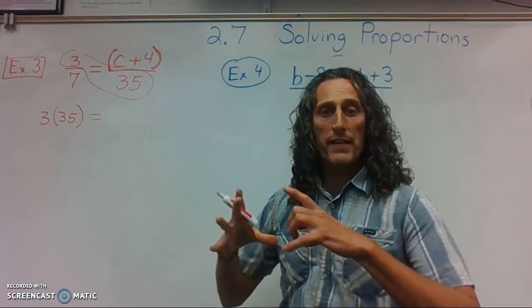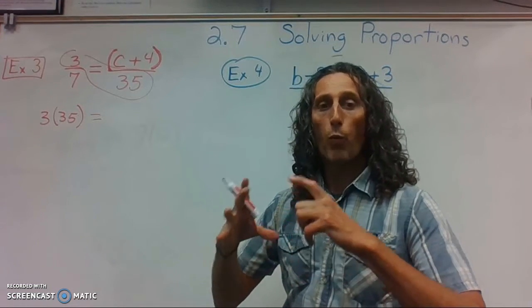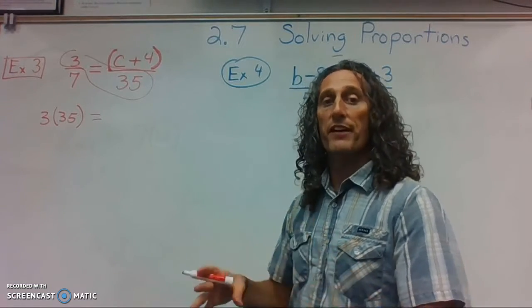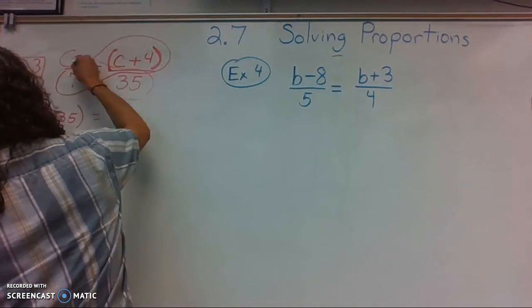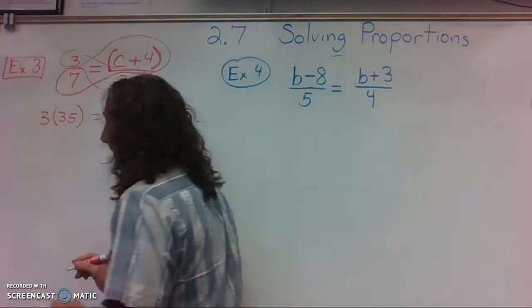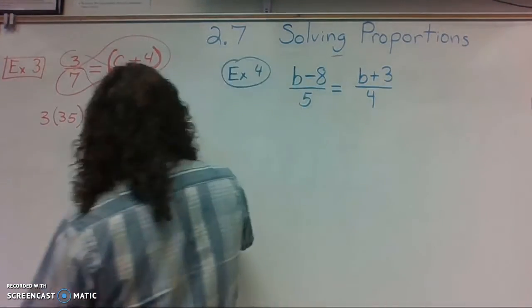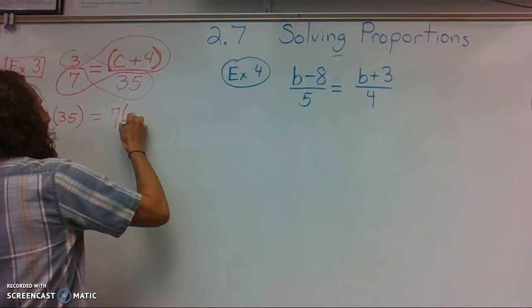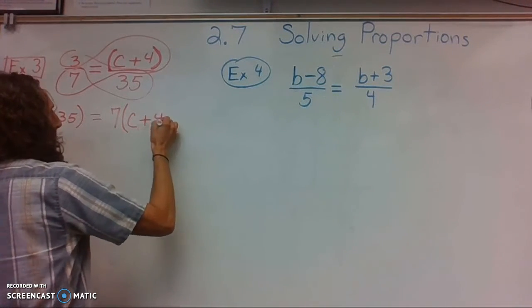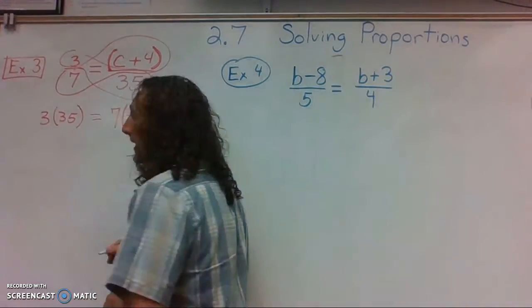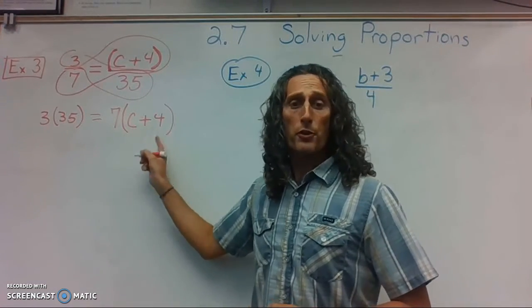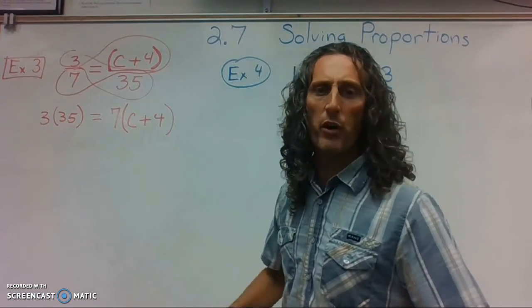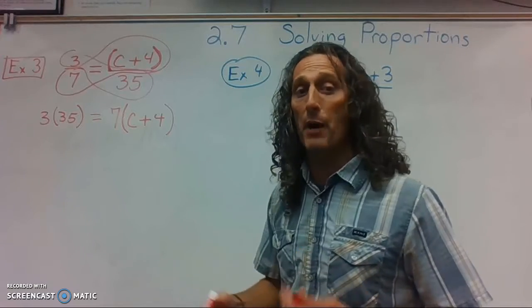That way, it makes that c plus 4 one item. So now I'm going to go 7 times that. And it should start looking familiar. It looks like a distribution problem, right? So now I'm just going to quickly go through this one and we'll take more time on example 4.